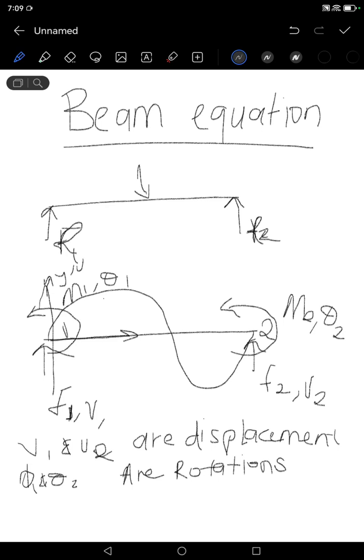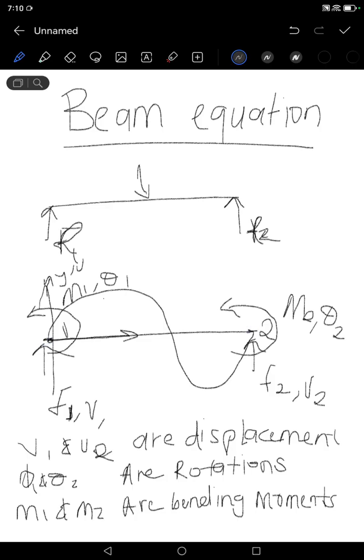And then what else? We have F1 and F2, which are forces, the nodal forces, and M1 and M2 are bending moments. So we have node 1 here and node 2 here. After that, let's also consider this where we're gonna have a shear.